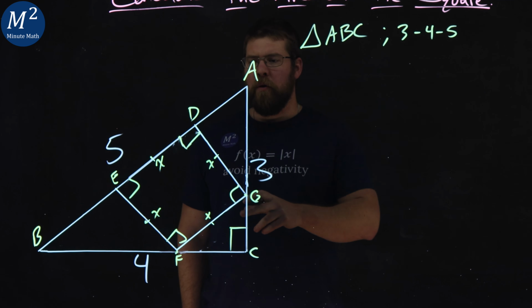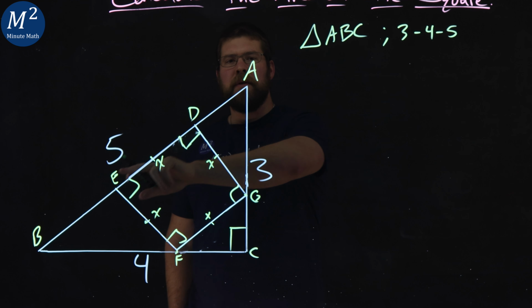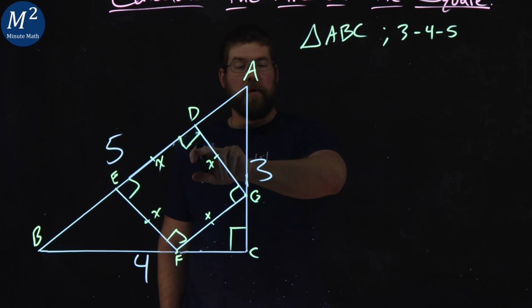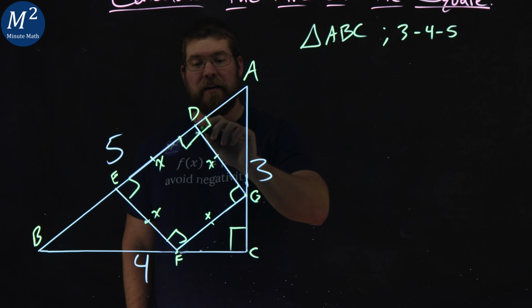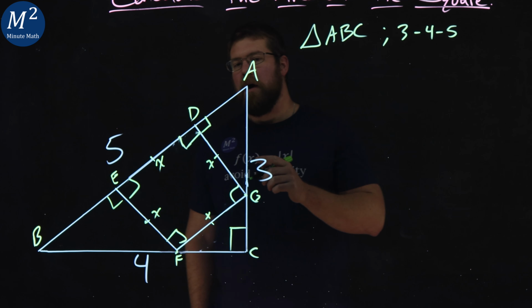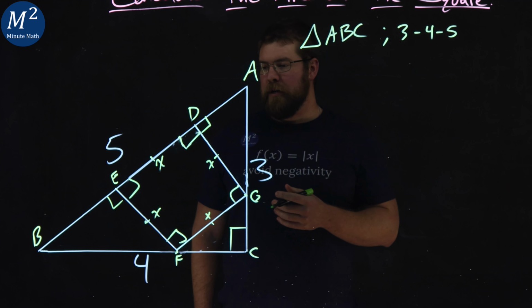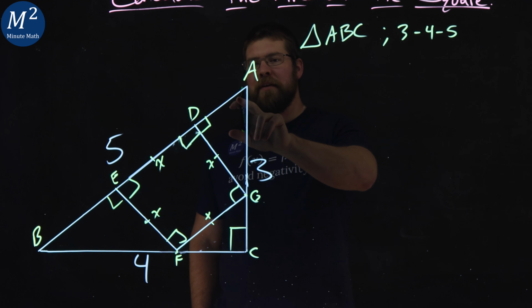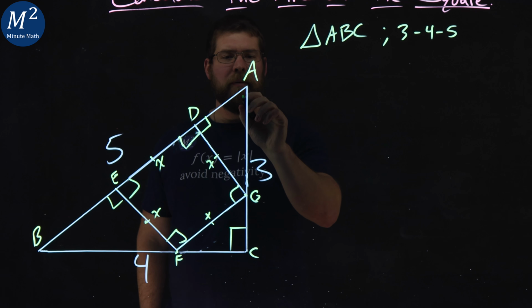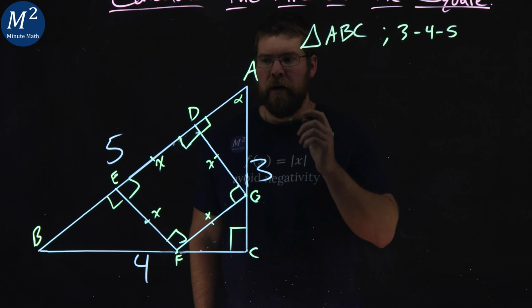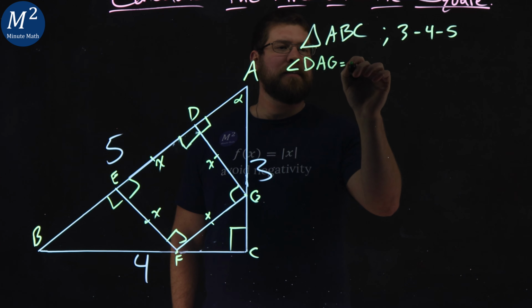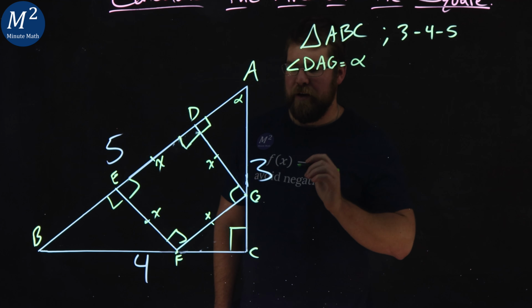Now, we have a line BA, and we have a perpendicular line that goes through it for the square. Square says it's a right angle, so that means the other side is also a right angle. Let's label some more points here. I want to look at this angle right where A is. I'm going to call that angle alpha. So angle DAG is equal to alpha.